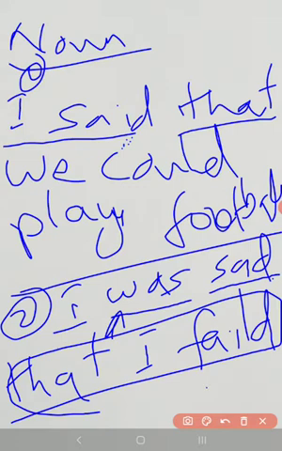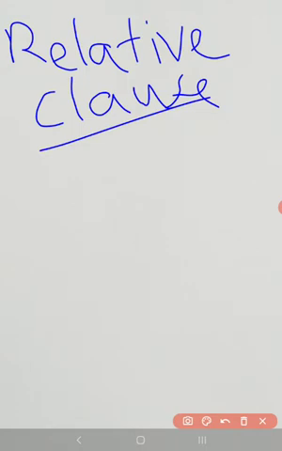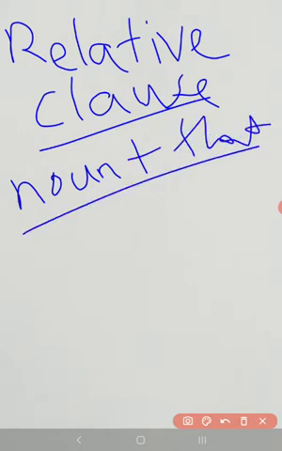Right, now we'll move on to the relative clause, how it looks. Relative clause. Now, unlike the noun clause, a relative clause comes after a noun. So noun plus that, it's a relative clause form.